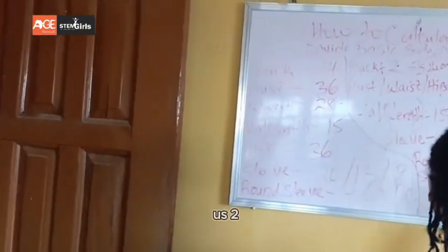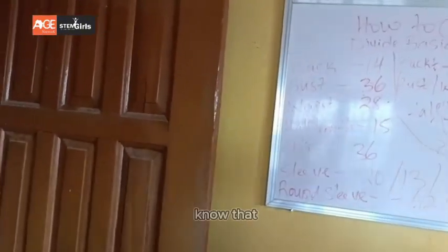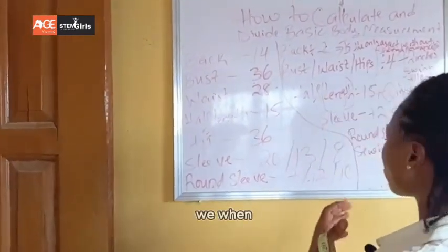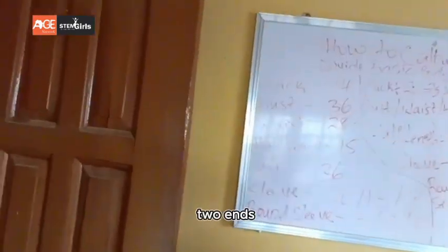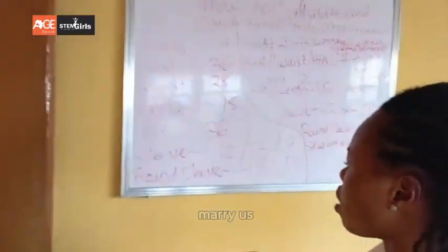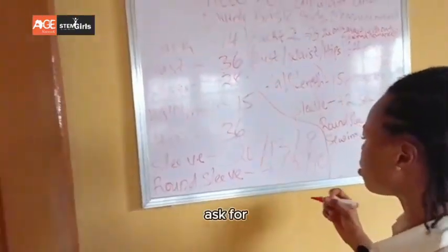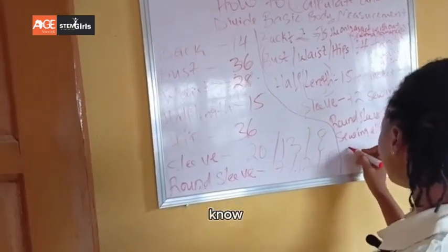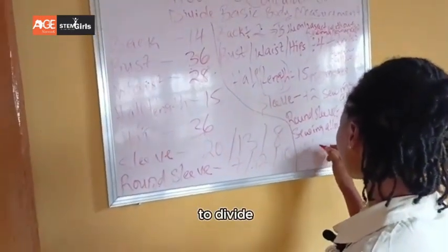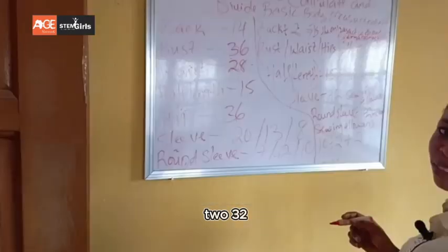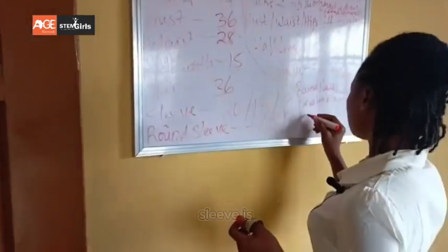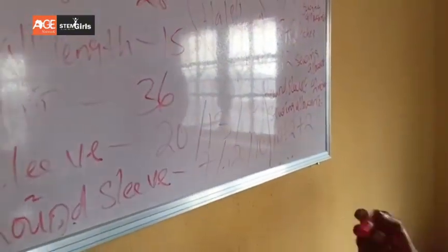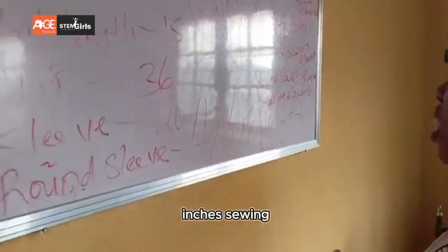But before you add your 2 inches sewing allowance, we all know that we have 2 ends. So in that case, when measuring someone, you cannot measure the 2 ends together, being folded like this. You are going to measure separately. So as for the round sleeve, if your round sleeve is 10 or 7 or 12, the only thing we need is to divide the round sleeve by 2 and add the 2 inches. If your sleeve is 10, just divide your sleeve by 2, then add your 2 inches sewing allowance.